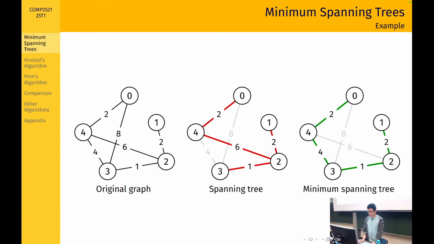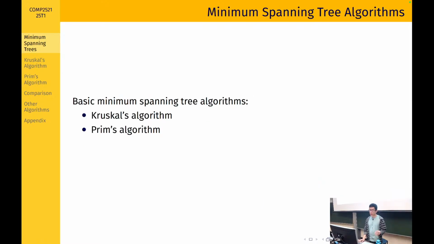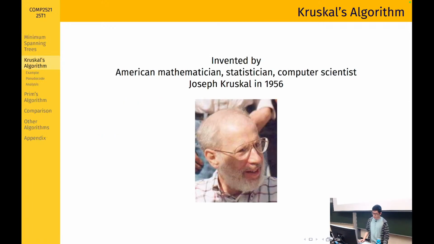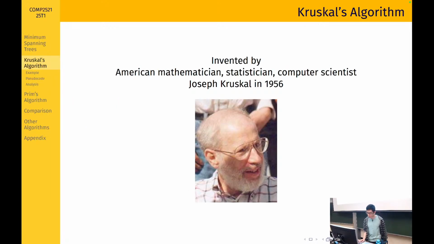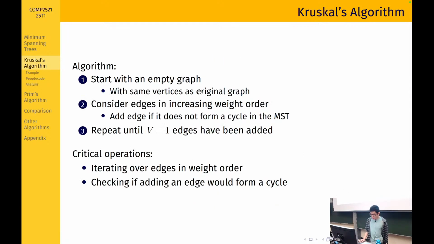In order to find the minimum spanning tree of a graph, there are two main algorithms: Kruskal's algorithm and Prim's algorithm. Let's start by talking about Kruskal's algorithm, invented by American Joseph Kruskal. Kruskal's algorithm, I think, is fairly intuitive.